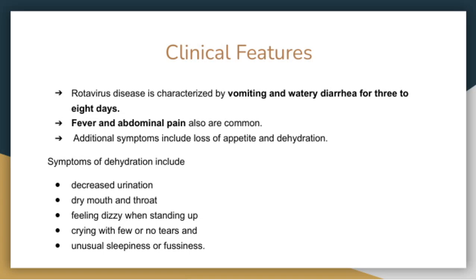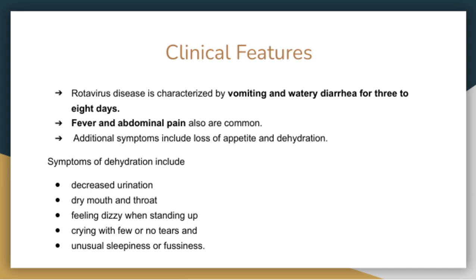Rotavirus disease typically presents with vomiting and watery diarrhea that can last from 3 to 8 days. These are the hallmark symptoms that help us identify the infection. In addition, many children also experience fever and abdominal pain, which can make them feel quite uncomfortable. You might also notice a loss of appetite and signs of dehydration, which are very important to recognize early.